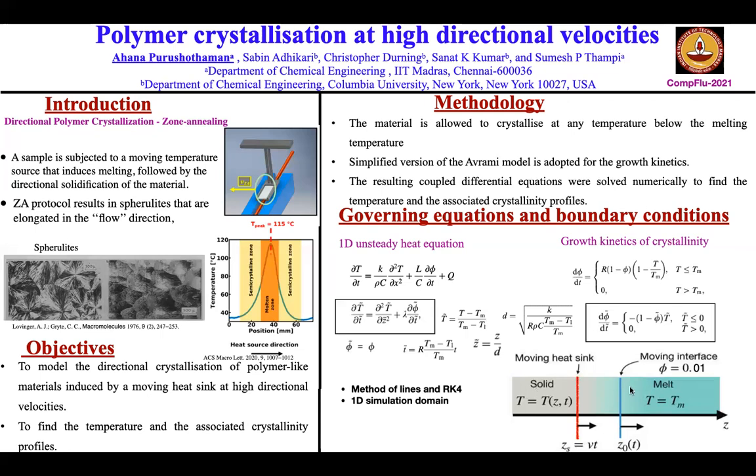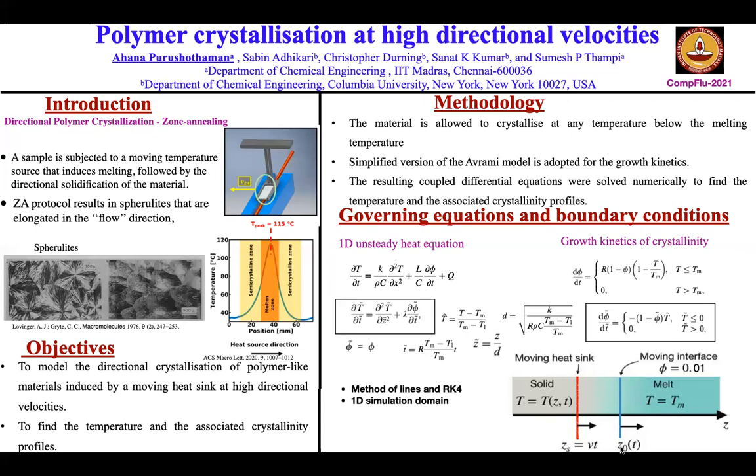The schematic here represents the system that we have considered. We have this one-dimensional domain, which is this black line, which is the polymer at its melting point and in its molten state. So at time t equal to 0, we introduce this moving heat sink at the left side boundary, which is moving with the velocity v. So at any time t, it will be located at vt, which is represented by this red line. And the interface between the solid and the melt, which is this blue line, will be located at x0 of t.